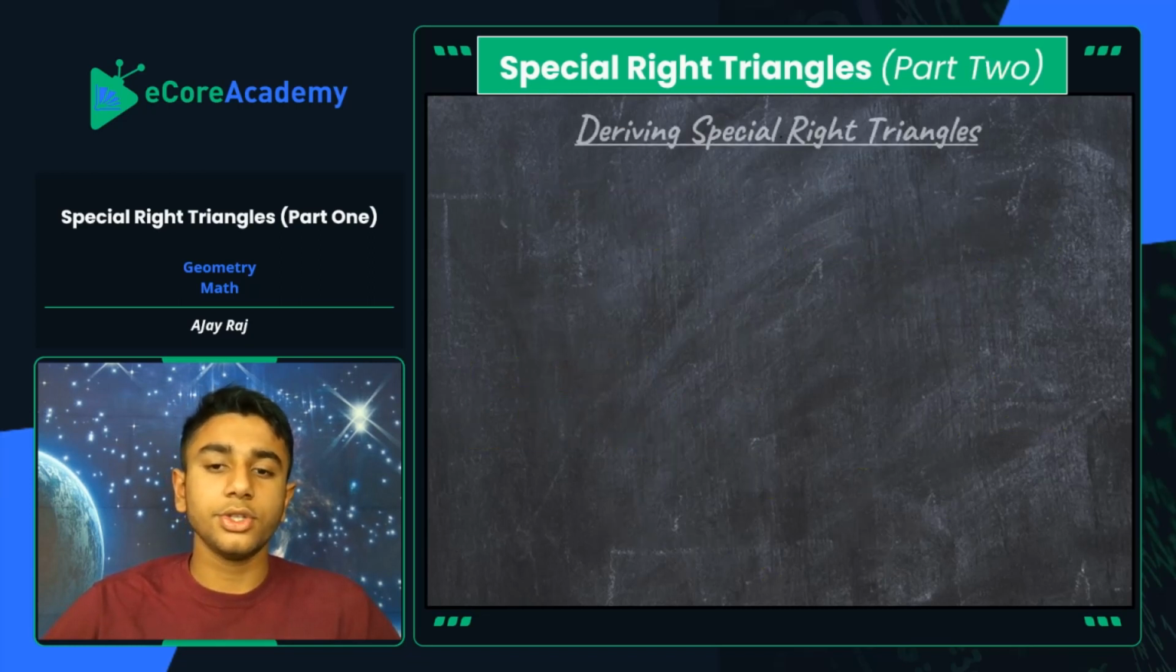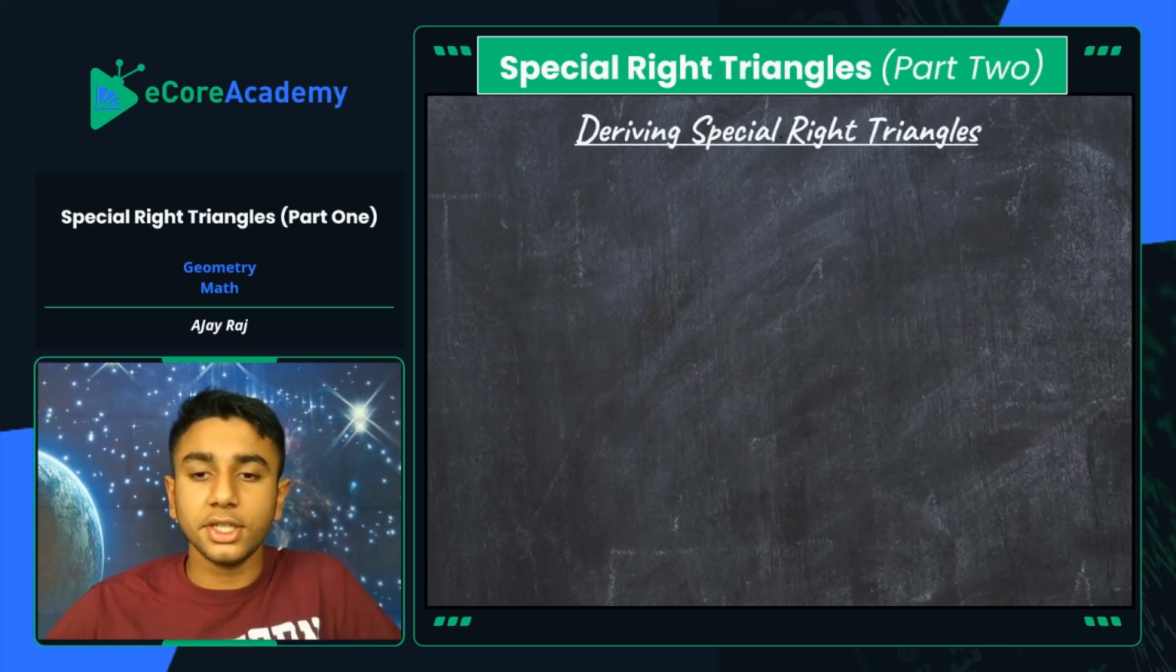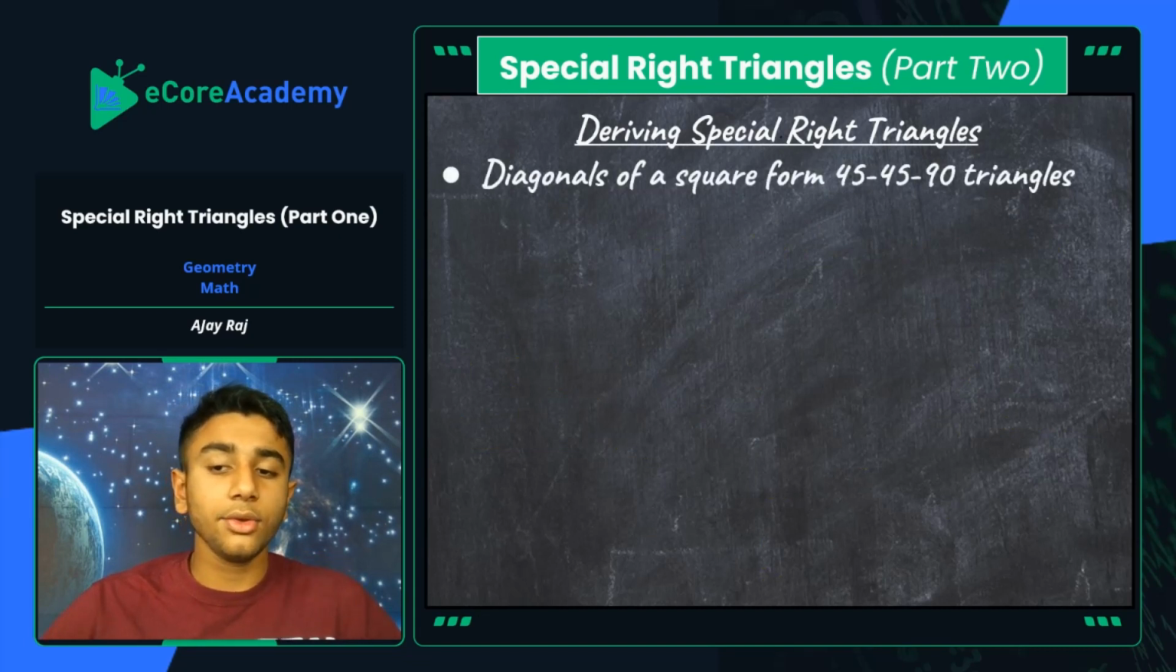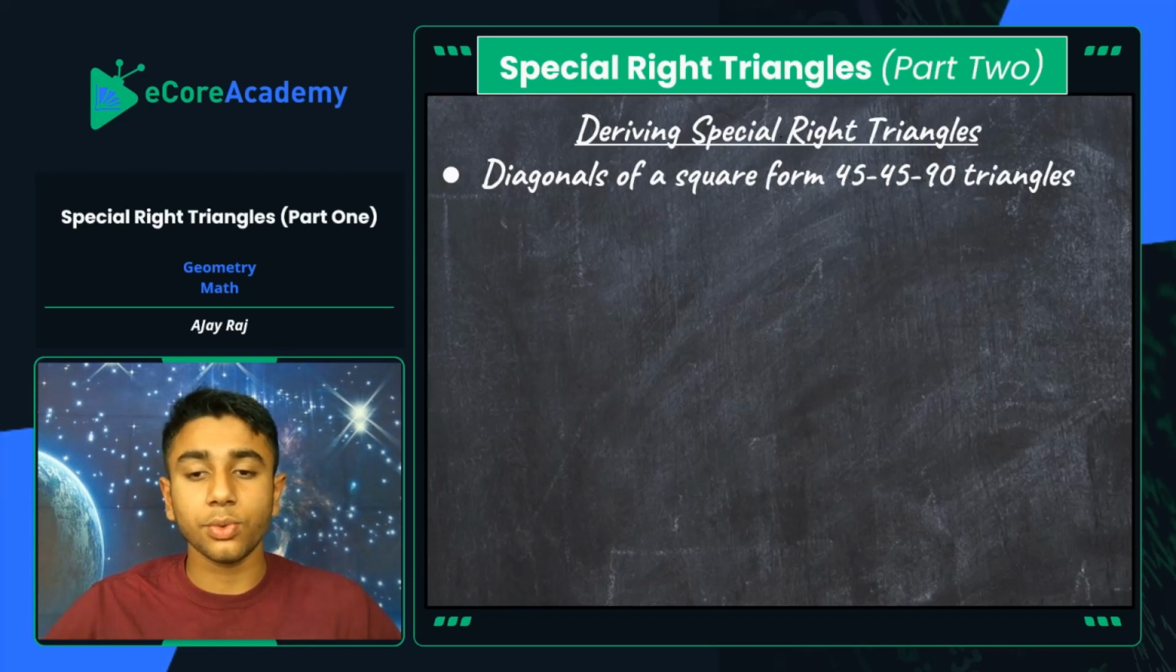Special right triangles part 2. Let's look at deriving special right triangles continued. So the diagonals of a square are what form the 45, 45, 90. Remember, triangles are going to be derived from your area formula. They're going to be identified by the area formula, just as any other figure. And these triangles are actually going to be derived from your given rectangles and your squares.